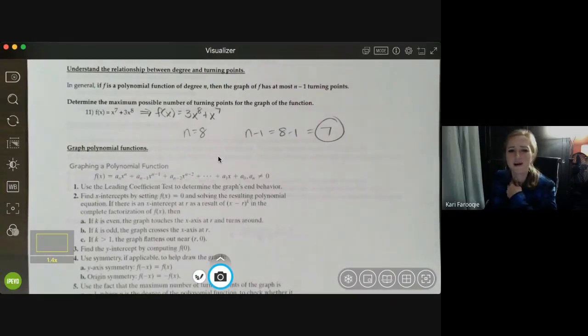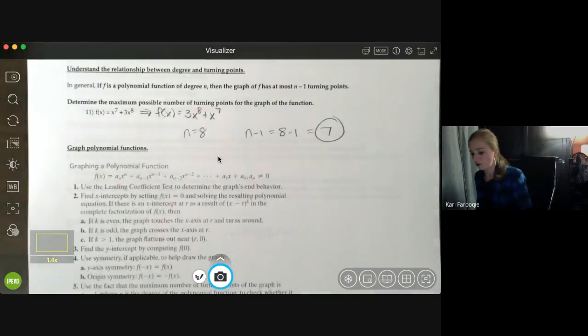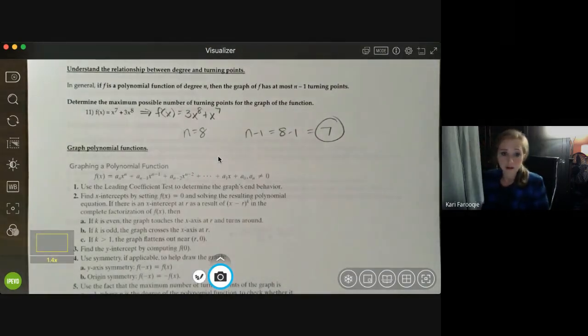If you find that helpful as you go through these graphs, fine. If you don't, fine. You don't have to use that fact, but you might find that it's a useful check. You might find that your graph is doing all kinds of crazy things, and then you're like, wait a second, this is a third degree polynomial. How does it have 4 terms in it? That can't be.